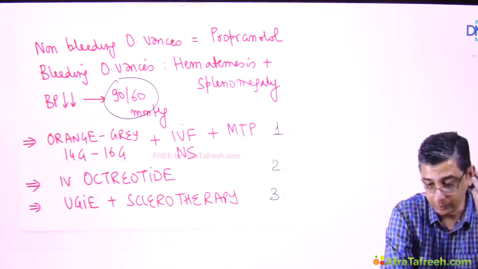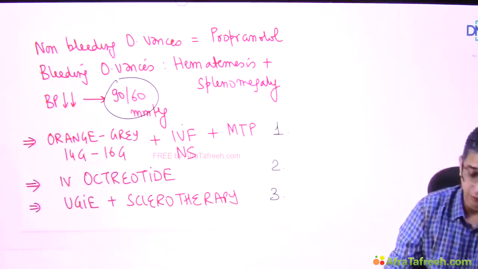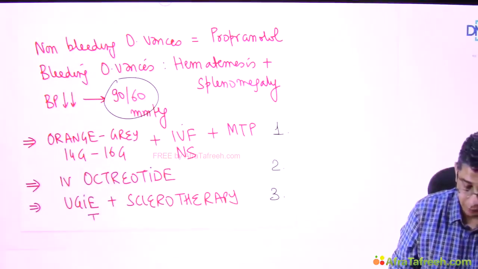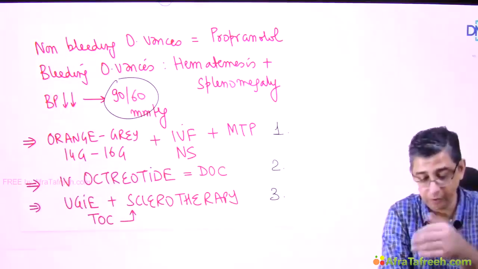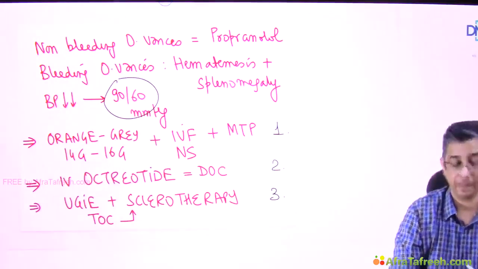So I need to ensure only 90 by 60. That will control the bleed. And then subsequently, I need to go in for endoscopy with sclerotherapy, which should be answered as the treatment of choice for this condition, whereas the drug of choice for this patient would be answered as intravenous octreotide. And for non-bleeding varices, as I explained to you, it is propranolol that would be used.